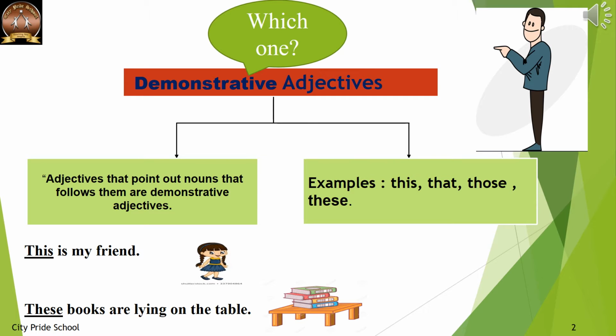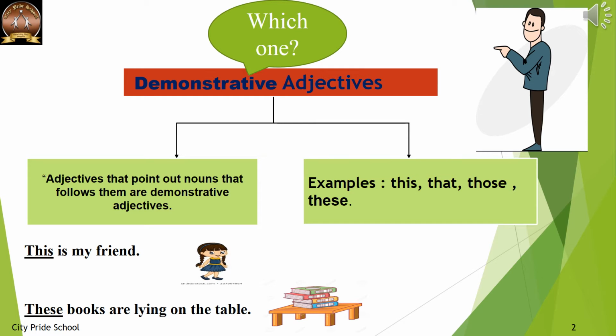Adjectives that point out the nouns that follow them are called demonstrative adjectives. A demonstrative adjective always answers the question which one. For example, this, that, those and these. When you ask the question which one, the answers you get, this, that, these and those, are called demonstrative adjectives.